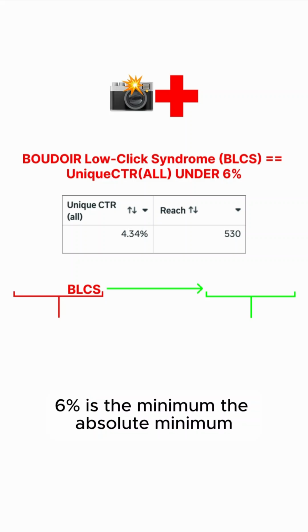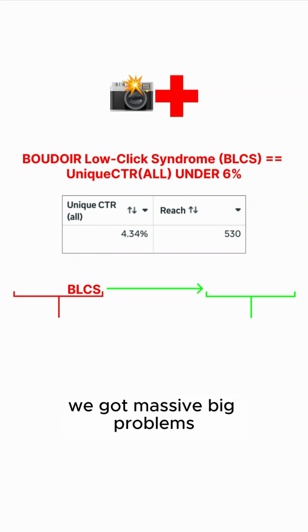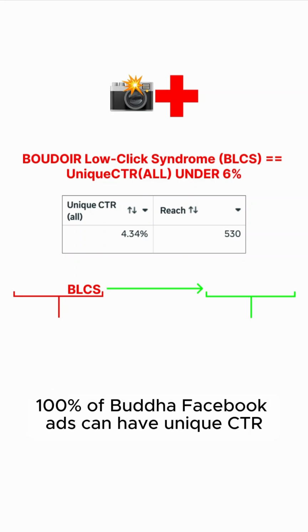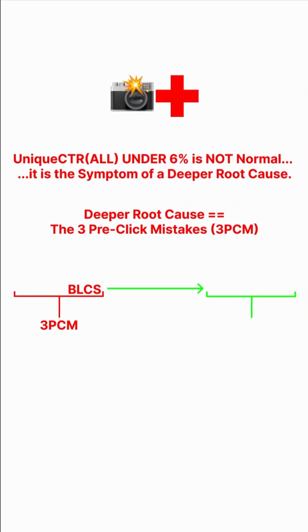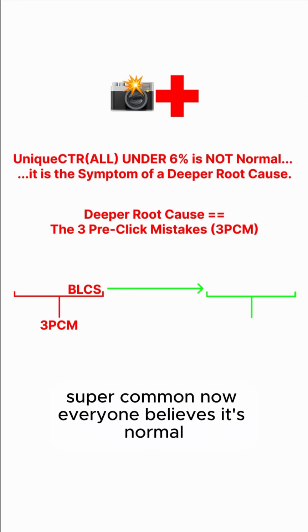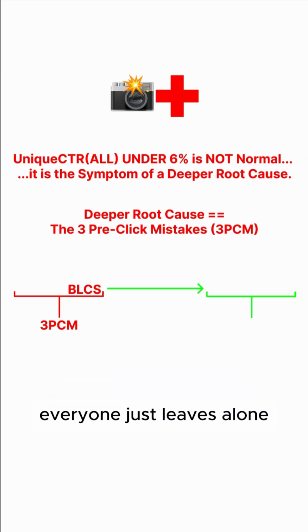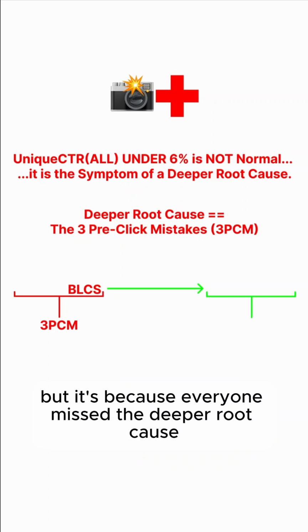6% is the absolute minimum. If there's a unique CTR that's under 6%, we've got massive big problems. 100% of Boudoir Facebook ads can have a unique CTR above 6%. So unique CTR under 6% is not normal. Super common though. Everyone believes it's normal. Everyone just leaves it alone. Nobody tries to fix it, because everyone believes it's normal, but it's because everyone missed the deeper root cause.